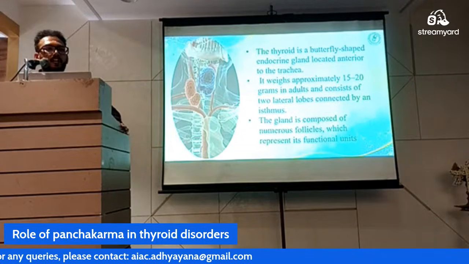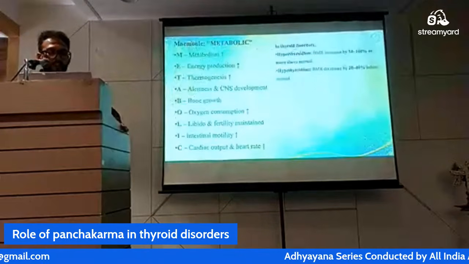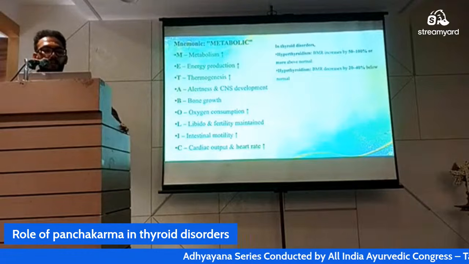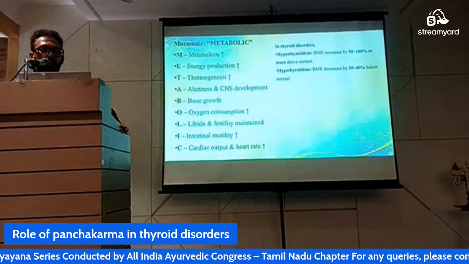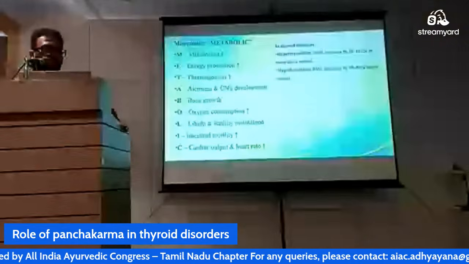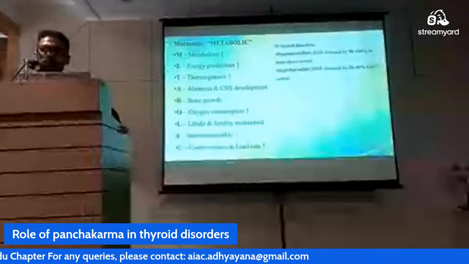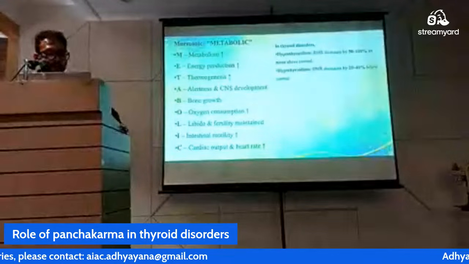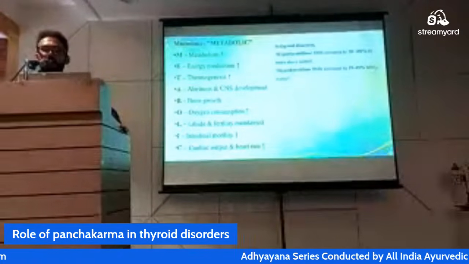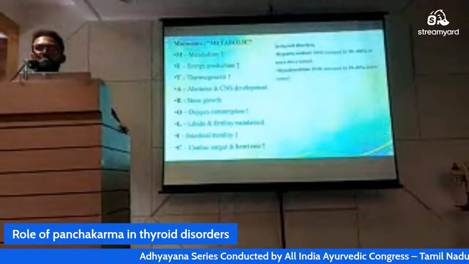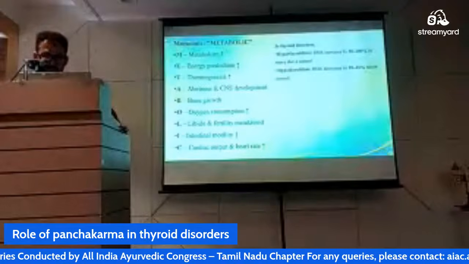So what does this thyroid gland mainly do to our bodies? BMR, that is basal metabolic rate, and it is easy to remember with a small mnemonic: metabolic. So what are the functions of the thyroid gland? It improves metabolism, energy production, thermogenesis, alertness and CNS development, bone growth, oxygen consumption; libido and fertility are maintained, along with intestinal motility, cardiac output and heart rate. It is surprising how God made our body, that such a 15 to 20 gram organ controls so many functions of our body.